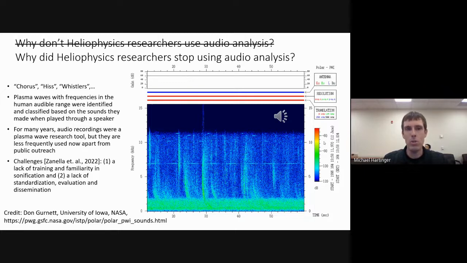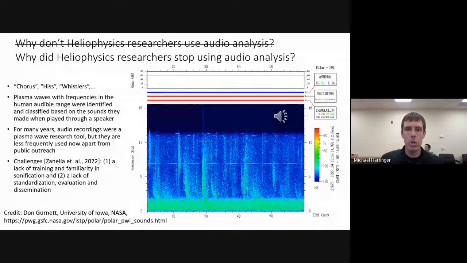The sounds that you'll hear for things like chorus and hiss are going to be matching what the words are describing. So for many years, we were using audio recordings as a plasma wave research tool. We developed a taxonomy based on audio, but with some rare exceptions, they're not very often used now, apart from public outreach.